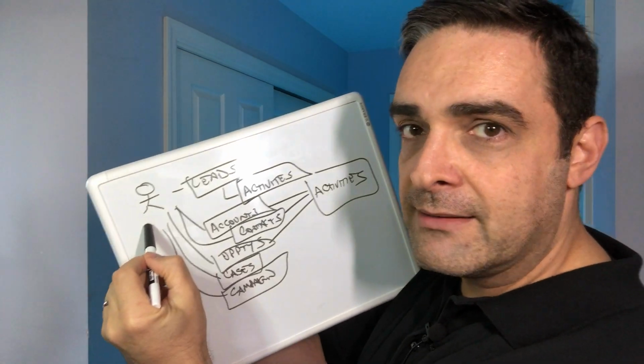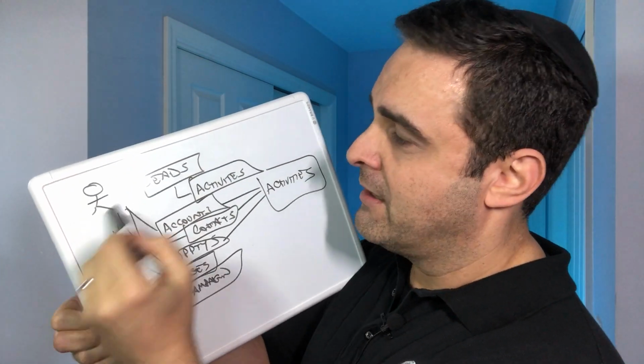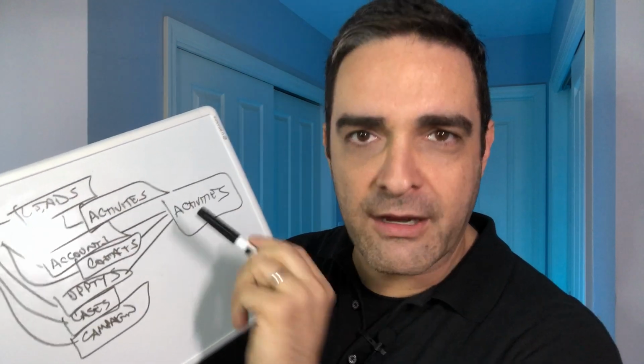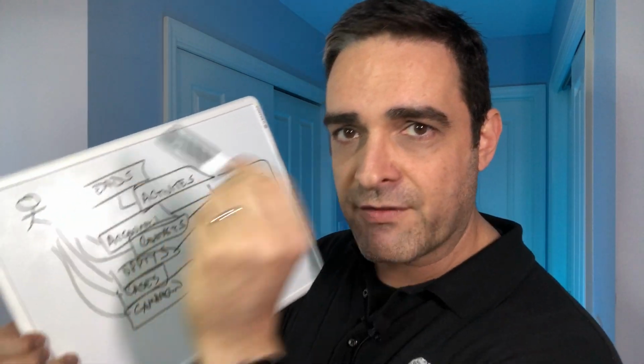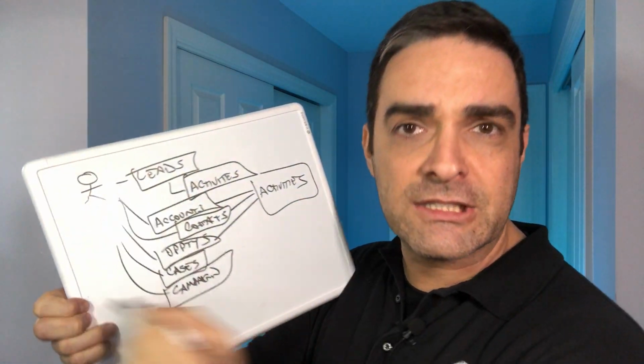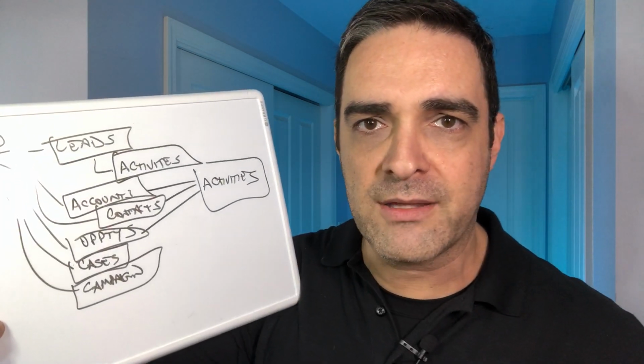So there could be one person. I might be creating activities in Salesforce and assigning them to someone else. So this person is actually referenced on every single one of these records, whether they created them or not. If they are assigned to this person, if this person modified those records, this person is associated to all of those records throughout the database.